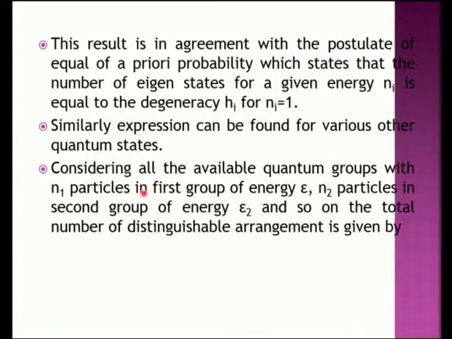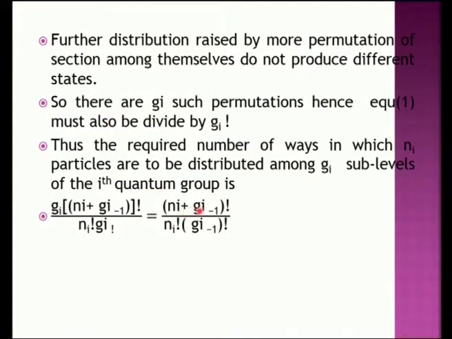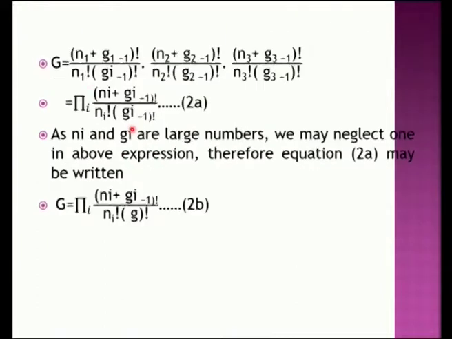Considering all the available quantum groups with N1 particles in the first group of energy epsilon 1, N2 particles in the second group of energy epsilon 2 and N3 particles in the third group of energy epsilon 3 and so on, the total number of distinguishable arrangements is given by G equal to (N1 plus G1 minus 1) factorial over N1 factorial into (G1 minus 1) factorial. This has come by replacing the i by 1. Here we are assuming the number of ways in which N1 particles are to be distributed among G1 sublevels of the ith group. So, we got this equation.